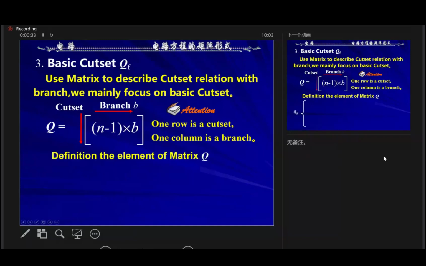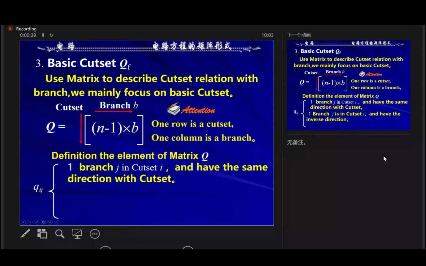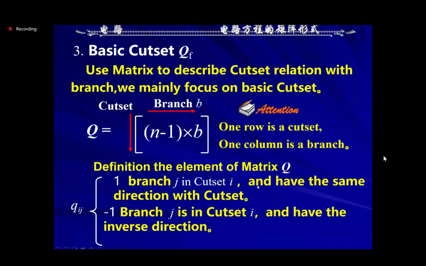Definition of the element of the matrix Q. If the branch j is in the cutset i and has the same direction as the cutset, we use 1 to express. If the branch j is in the cutset i and has the inverse direction, we use -1. If the branch j is not in the cutset i, we use 0.